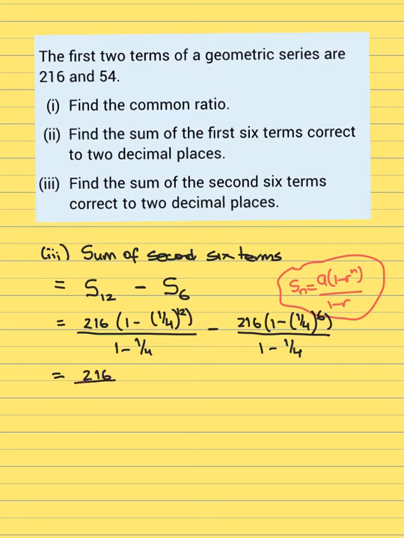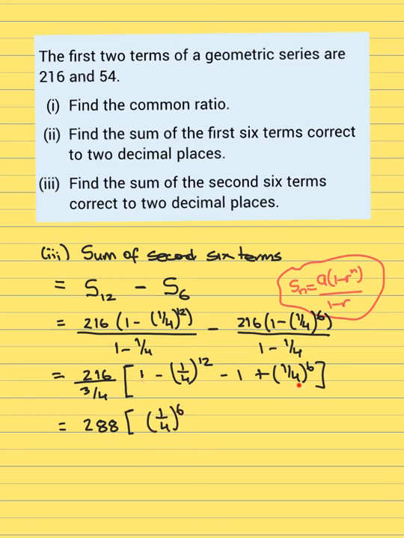And we just gather the terms together with the common term out. So 216 over 3/4 times 1 minus a quarter to the power of 12 minus 1, then minus by minus is a plus a quarter to the power of 6. Now 216 over 3/4 is 288. 1 minus 1 is 0. So we have a quarter to the power of 6 minus a quarter to the power of 12.